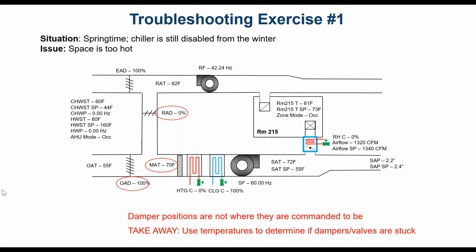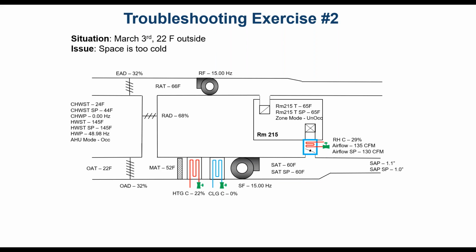All right, let's move on to troubleshooting exercise number 2. I'm going to present the issue and then allow you to pause the presentation to apply that 6-step methodical troubleshooting approach. Situation, it's March 3rd. It's 22 degrees Fahrenheit outside, and the space temperature is too cold. Pause this presentation, work through the methodical troubleshooting approach, refer back to the sequences of operation, as well as the key information slide that's been made available to you as well.